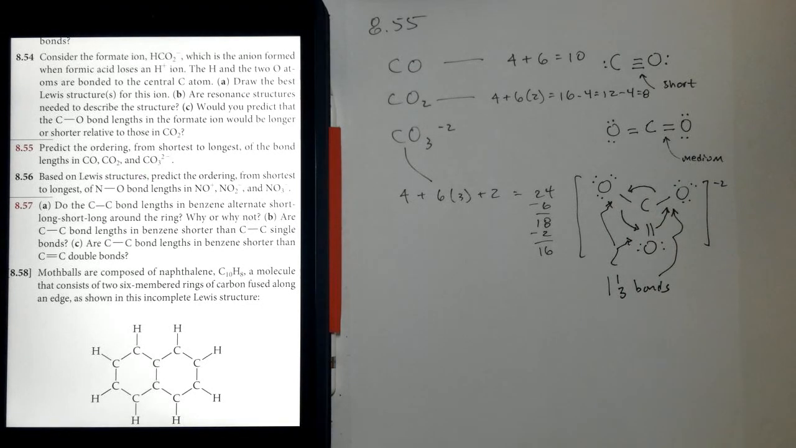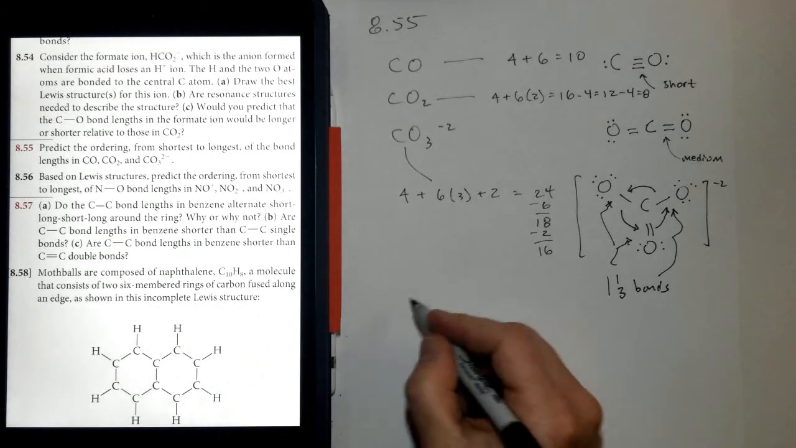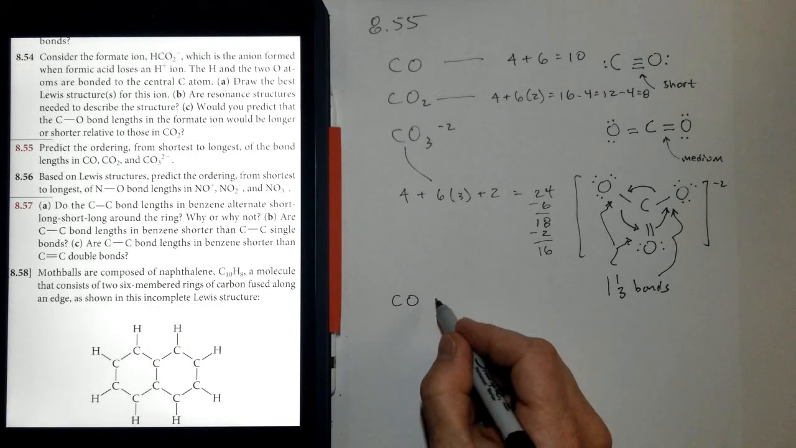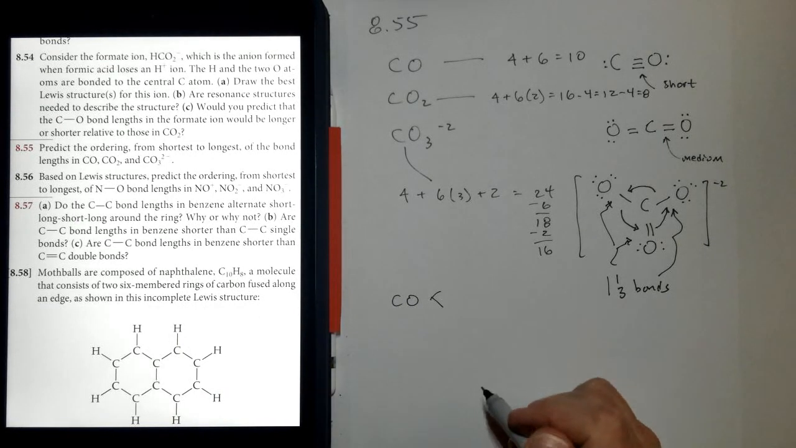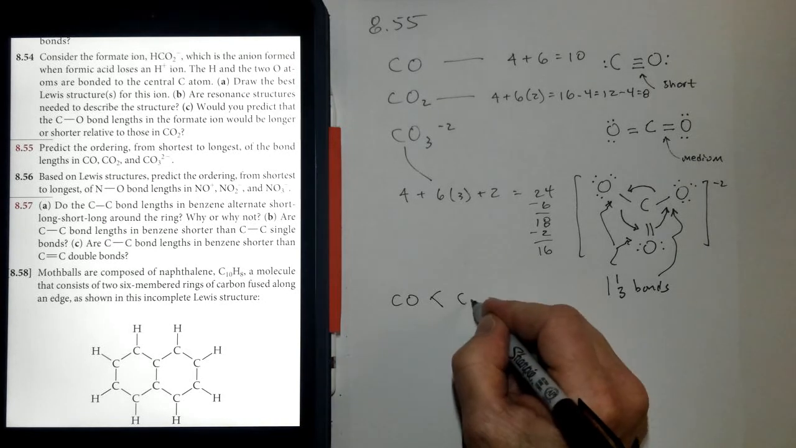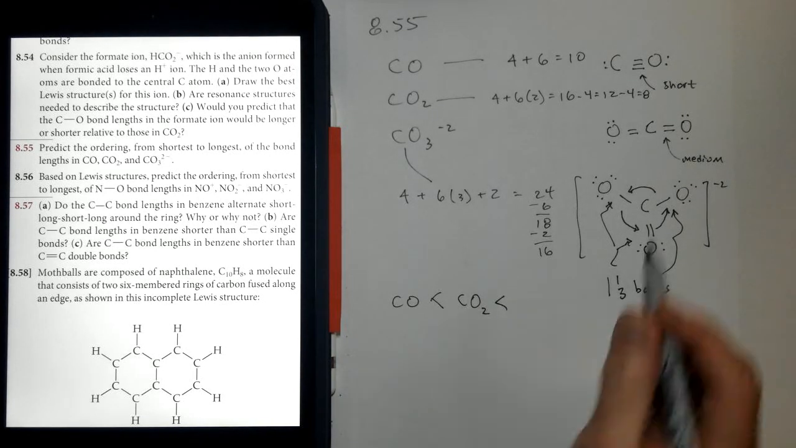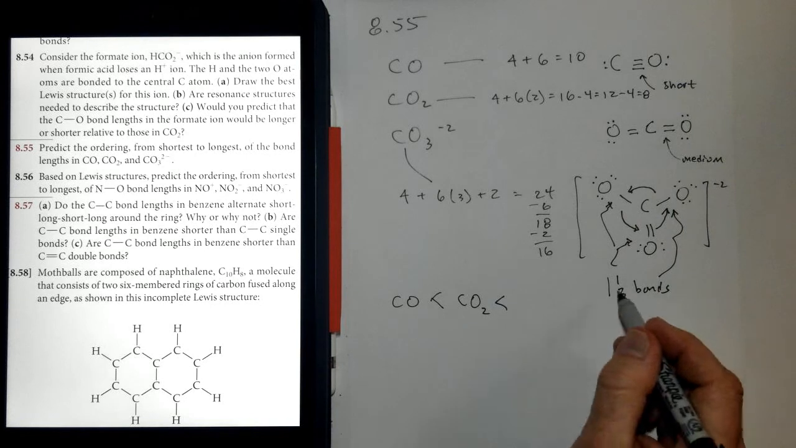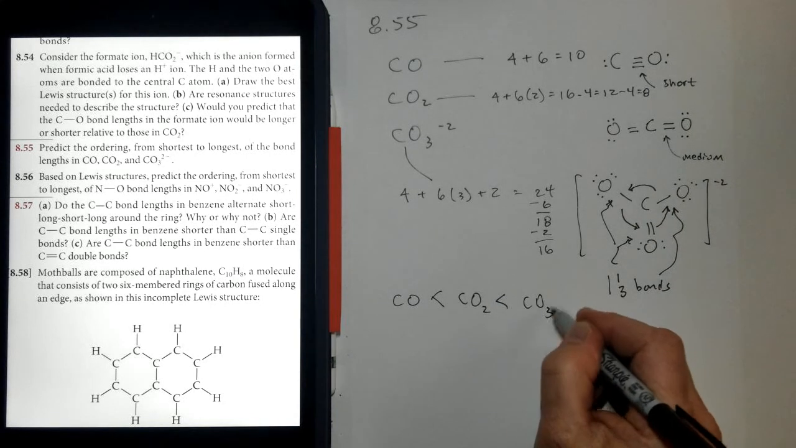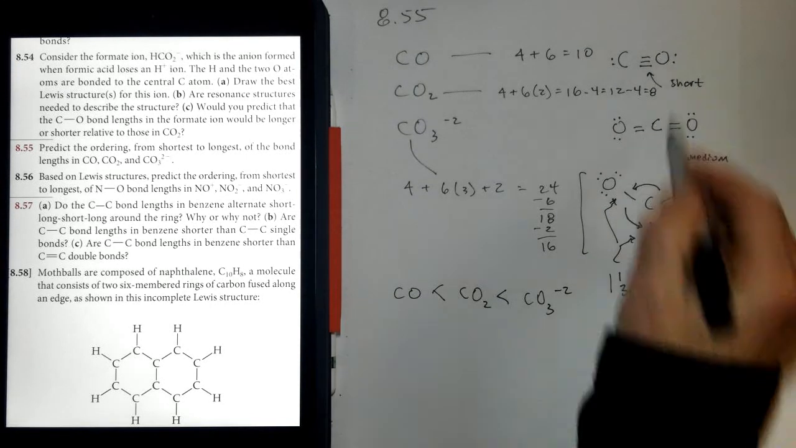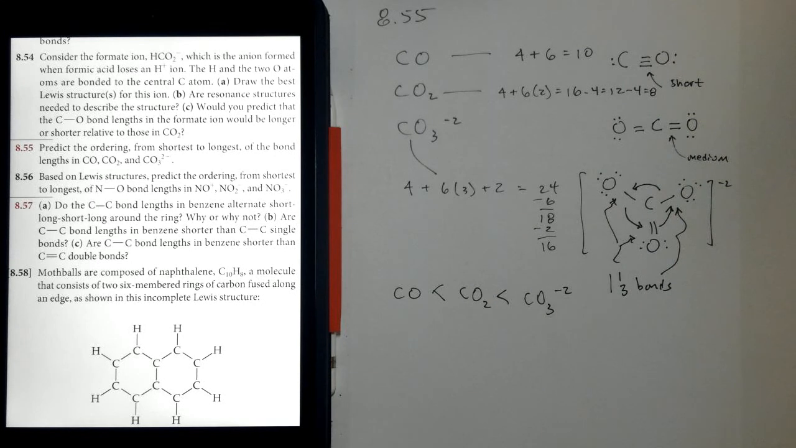And so if you were going to order the bond lengths from shortest to longest, CO would be our shortest, and then a little bit longer would be the CO2 bond, because that would be a double bond, and then our longest bond length would be the bond and a third, which would be CO3 2-, and you can prove that through each one of the Lewis electron dot structures.